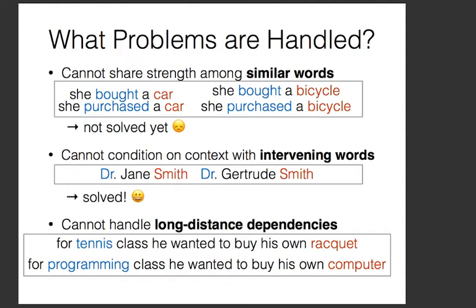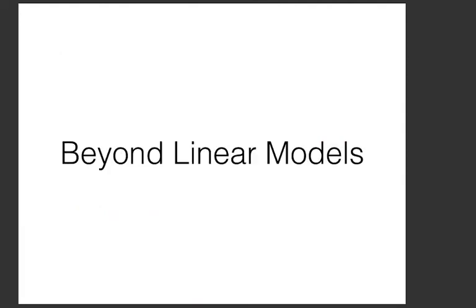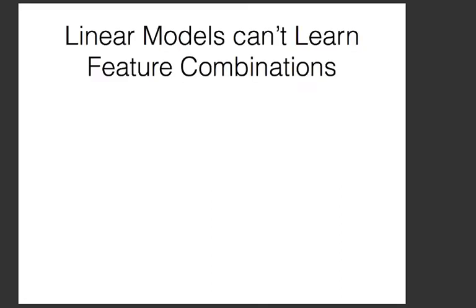On the other hand, this problem of not being able to condition on context with intervening words, this is solved now. And the reason why it's solved is we have a direct connection between 2 words ago and the current word. So, for example, if we have in our lookup 2 words ago, Dr. this word Smith, this is something that we can express in this model. In long-term dependencies, obviously, these are not solved yet either because we're still conditioning on a limited context. So this motivates an expansion to nonlinear models.